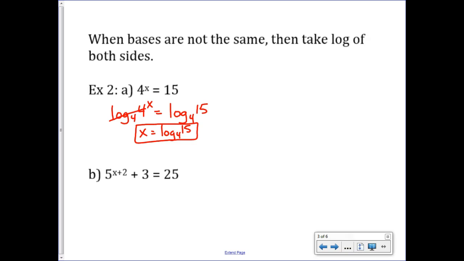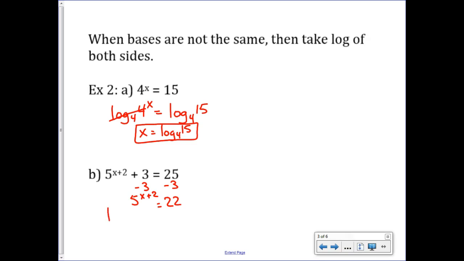So here, before I go to take the log of both sides, I need to isolate the exponent by itself. So I need to subtract 3 first. It looks like we could change that 25 into a 5 squared, but we can't because that plus 3 is there, which really means we have 22, and then I can't do anything with that.